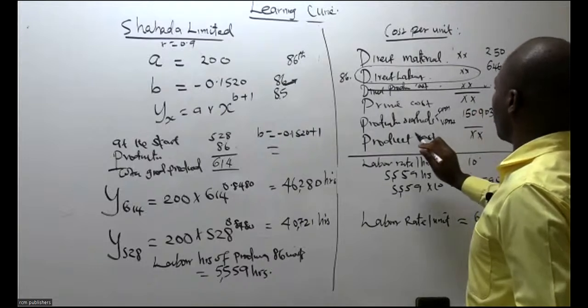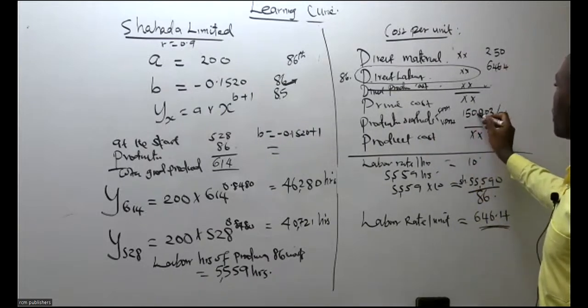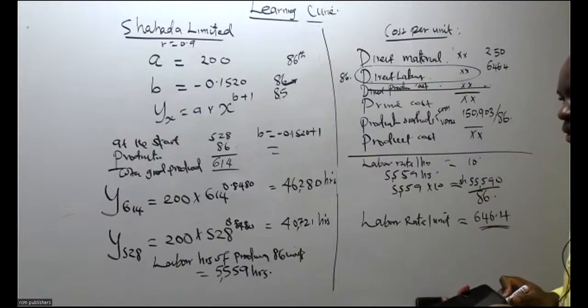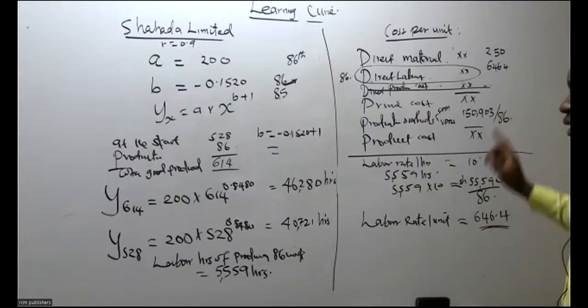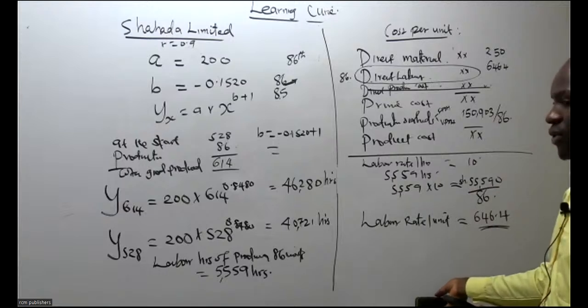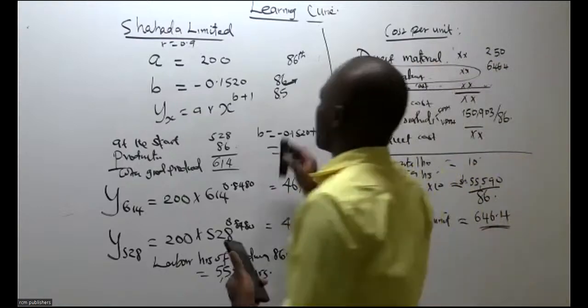How about this, you are to give me this: 15903 divided by 86. Ni ngapi? 15903 divided by 86, for us to get production overheads. Tutakuwa na ngapi?